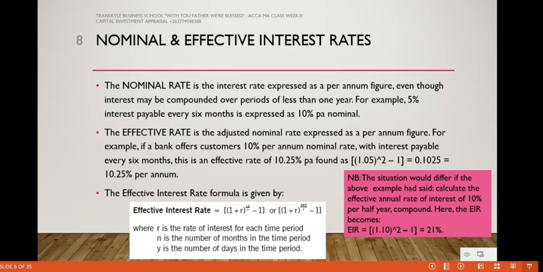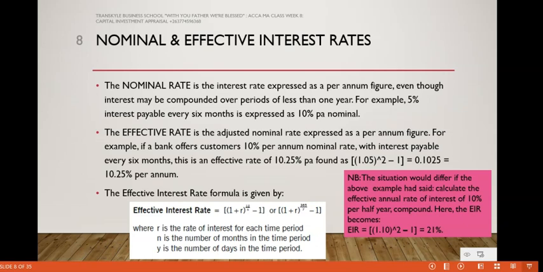Okay, and this adjusted nominal rate would be presented as a per annum figure. For example, if a bank offers customers 10% per annum nominal rate with interest payable every 6 months, this is an effective rate of 10.25% per annum. Okay, which is determined by this formula, ladies and gentlemen, we have to appreciate.